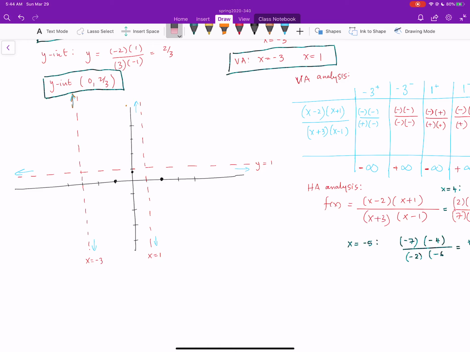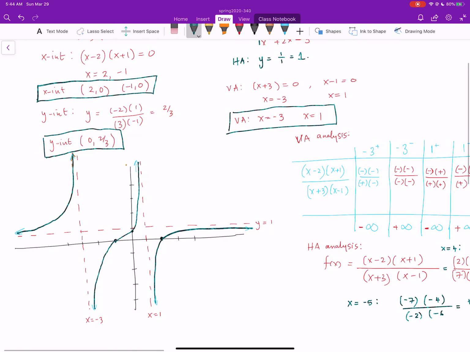So we do have a roadmap to sketching this function. It looks like it goes through there, and then it goes through there. We can see that this goes through here, passing through the x-intercept and the y-intercept, and then getting closer and closer to the vertical line. And then I have the last piece to put together. So that becomes the graph of that function.